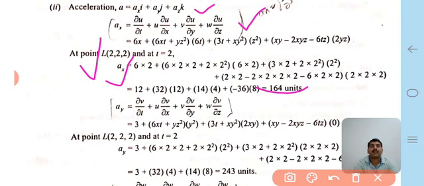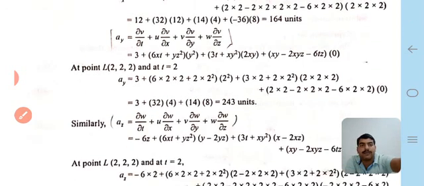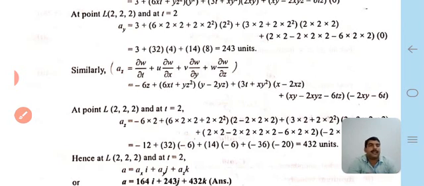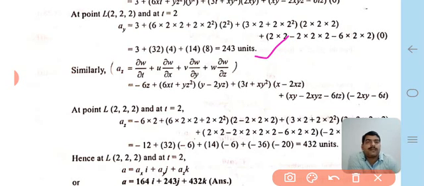Now similarly, along the y-axis, ay is del v upon del t plus u del v upon del x plus v del v upon del y plus w del v upon del z. Putting all these values at the point 2, 2, 2 at time t and solving, we get 243 units. Similarly, az is already calculated and solved, and the calculated value is 432 units.